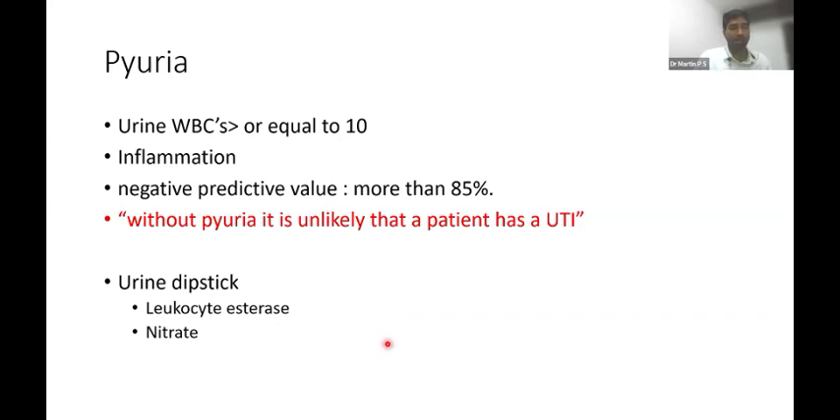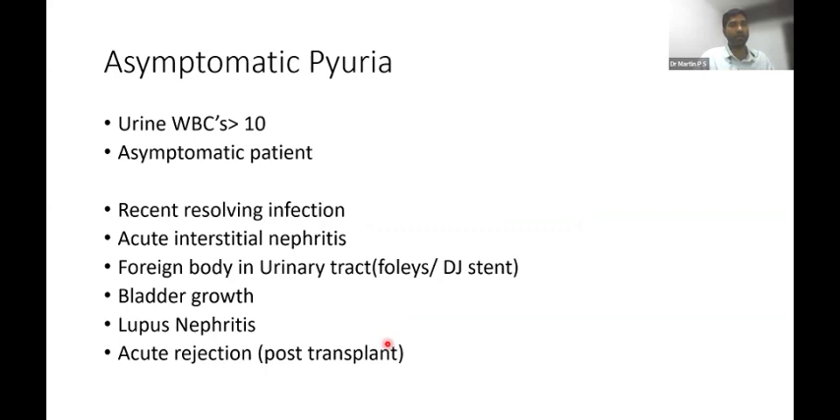You have to understand one more terminology. What is asymptomatic pyuria? There might be a situation when there is pyuria, that is, urine WBC more than 10. That clearly shows that there is some form of inflammation, but the patient is totally asymptomatic. I'm sure that every one of us might have faced this. Urine might be showing plenty of WBCs, and the patient won't be having any symptoms at all. So that is called asymptomatic pyuria.